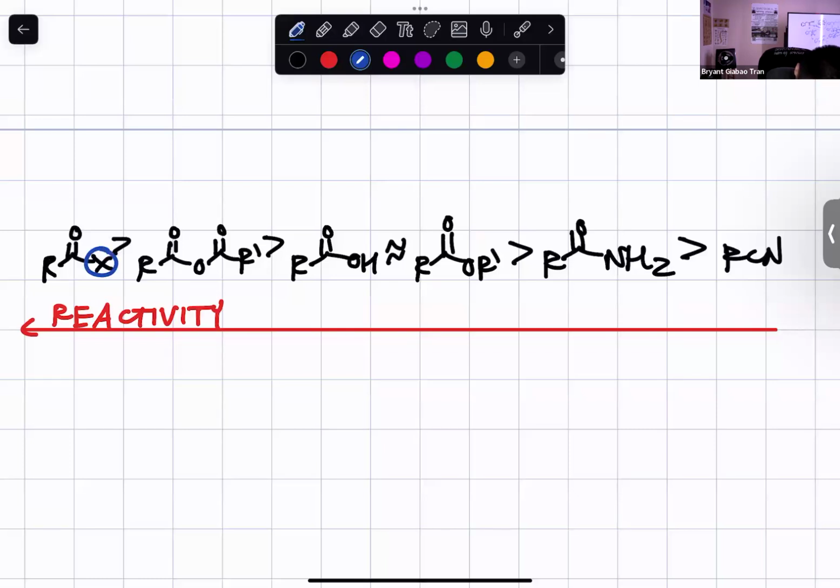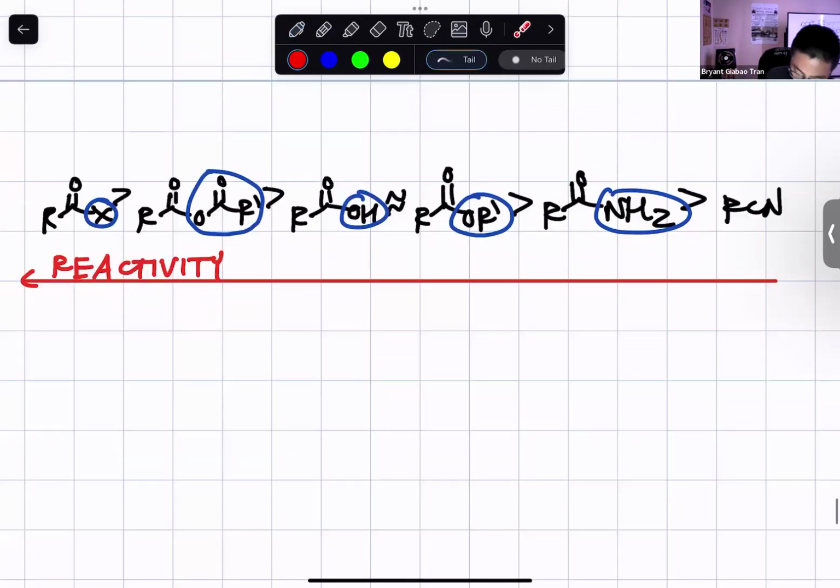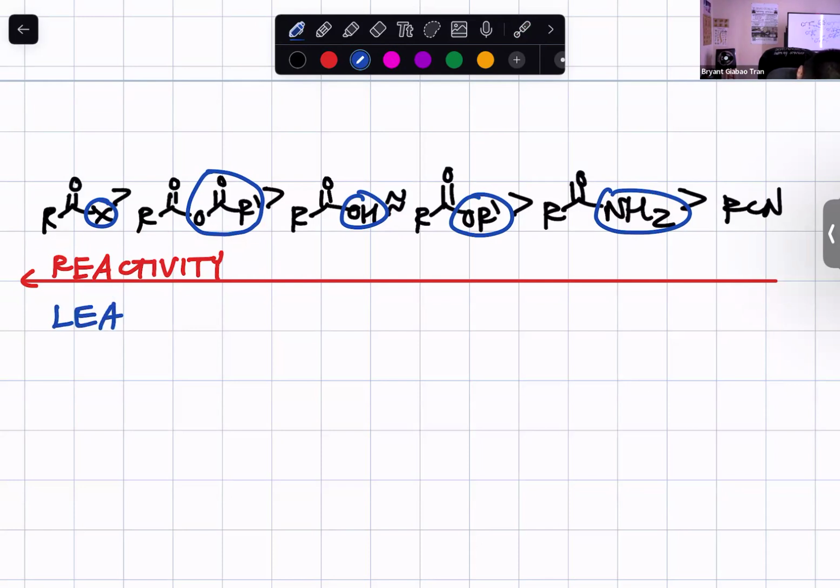Right, these are the differences between the derivatives, these leaving groups right here. And this is a cousin derivative. The reactivity list here is based on two factors. The first factor is leaving group ability.